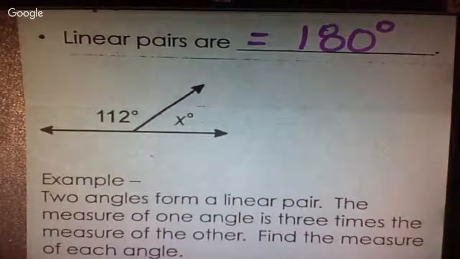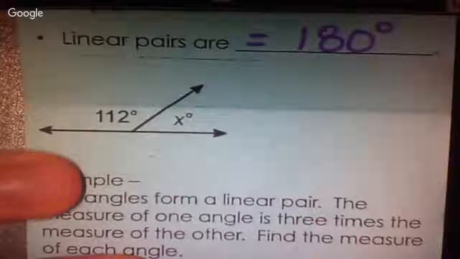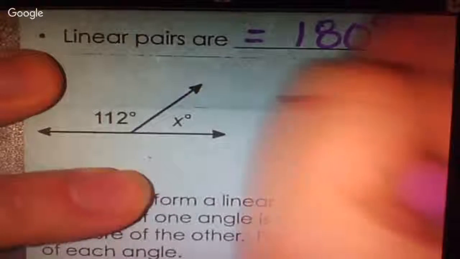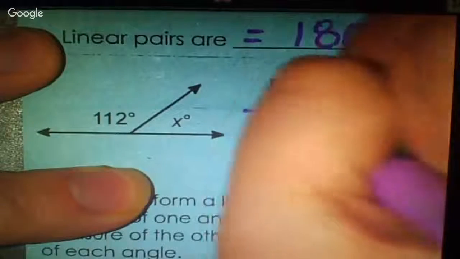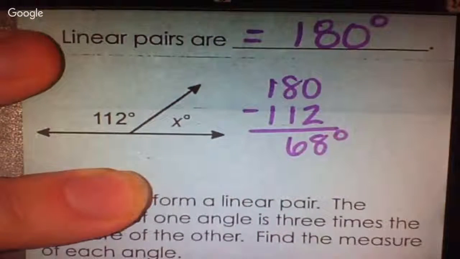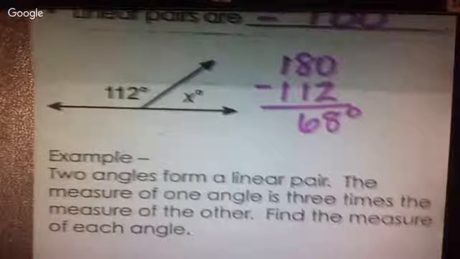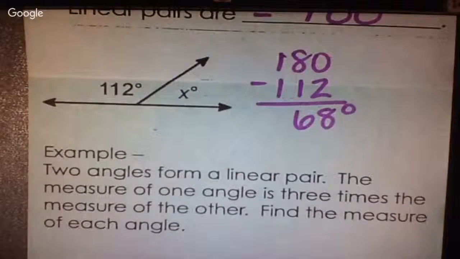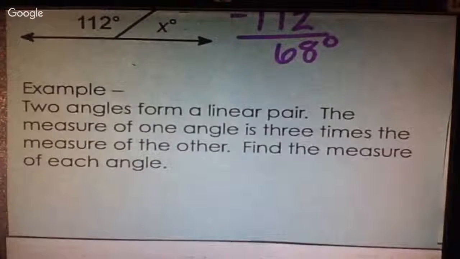So that brings us down to this example. If the angle on the left of this line is 112 degrees, what is the angle on the right? And how do I find that? 68? How did you get that? 180 minus 112. So X is 68 degrees. So easy. Okay, good.